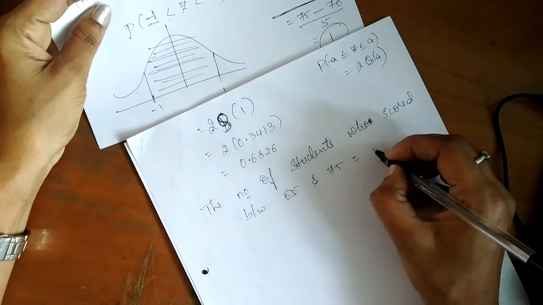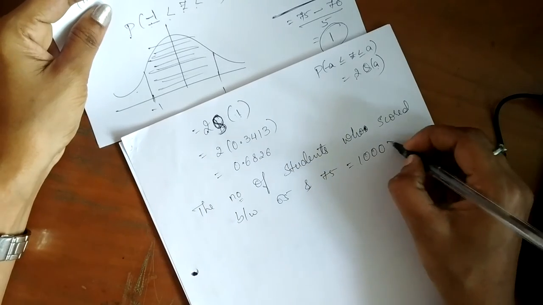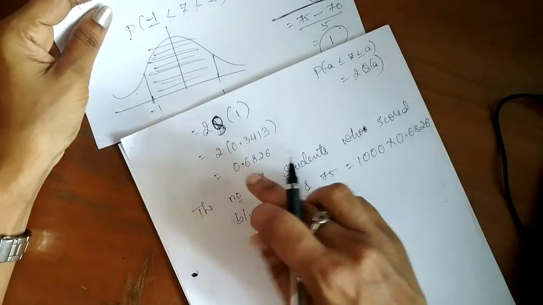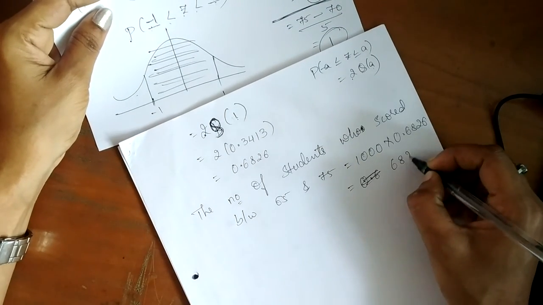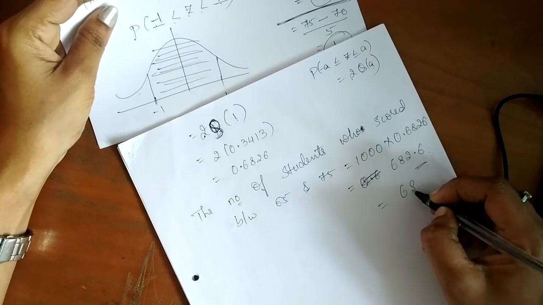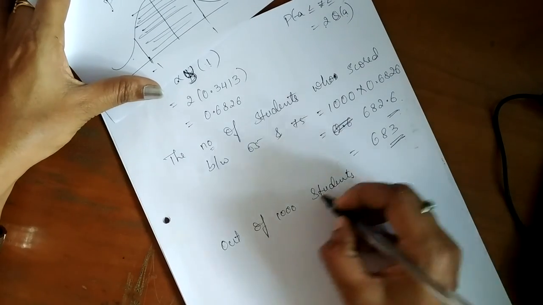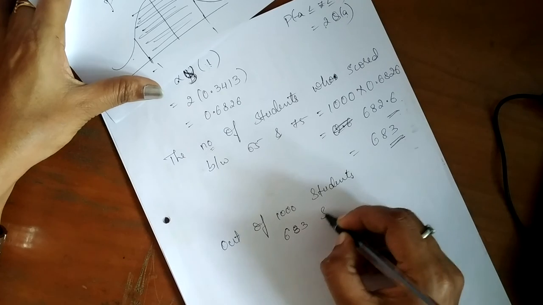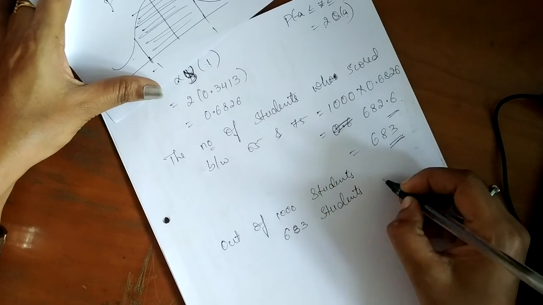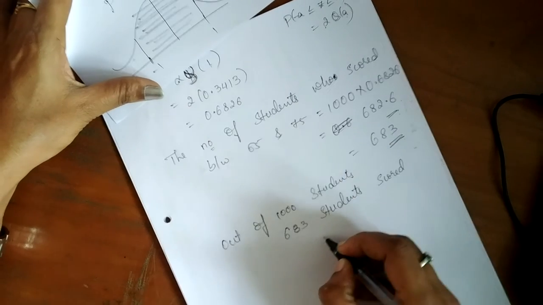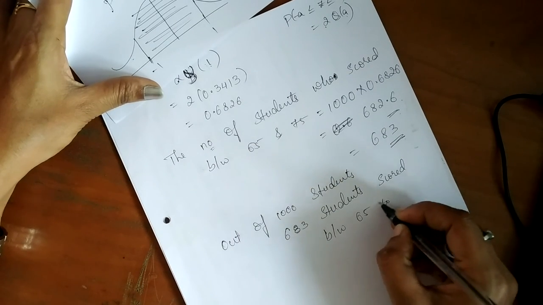That is equal to 1000, the sample given, into 0.6826, which is 682.6. If you round it up, then it will be 683, isn't it? Now that means out of 1000 students, 683 students scored between 65 and 75.